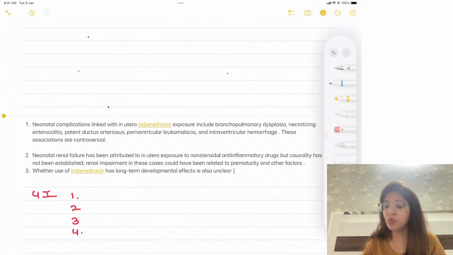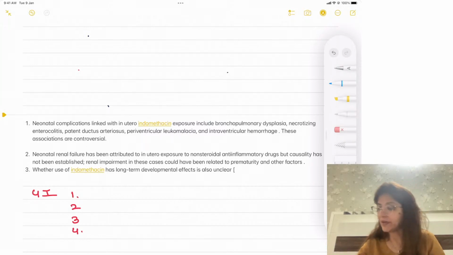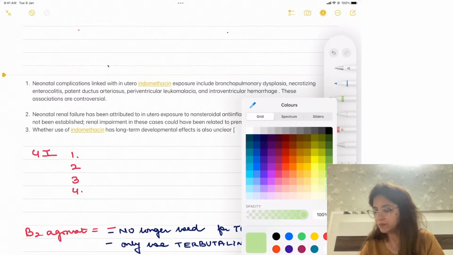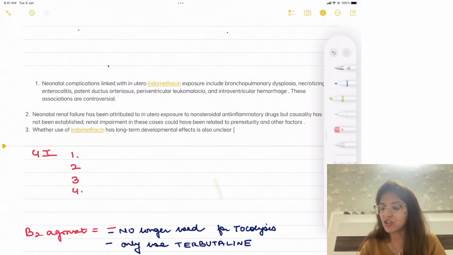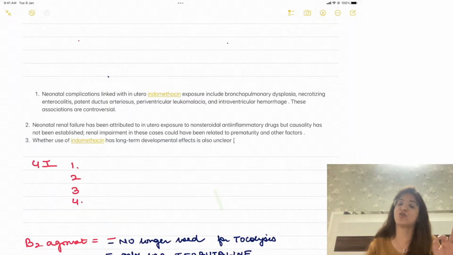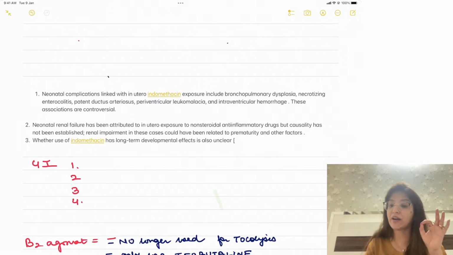Also remember these few lines about indomethacin. These were very important lines, and that is why I am directly showing you the screenshot. Neonatal complications linked with in utero indomethacin include bronchopulmonary dysplasia, necrotizing enterocolitis, patent ductus arteriosus, periventricular leukomalacia, and intraventricular hemorrhages. The associations are controversial, but what associations are confirmed? Association with closure or narrowing of the ductus arteriosus is one of the associations which has been confirmed.